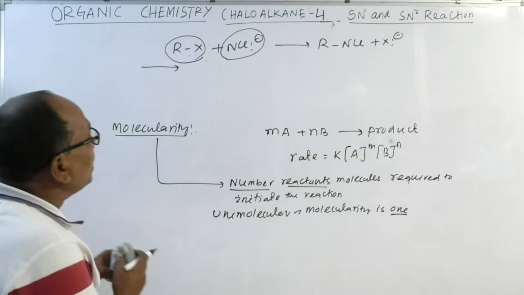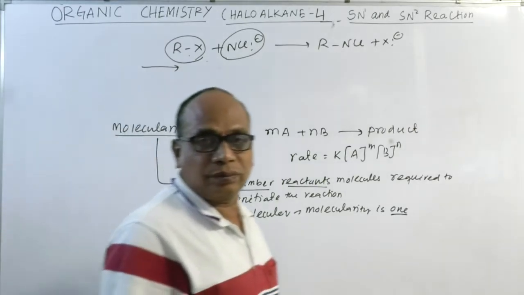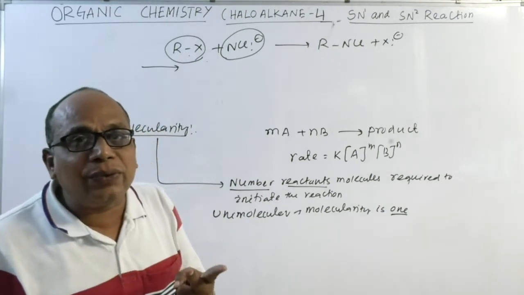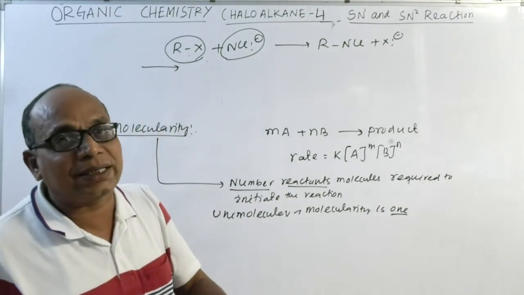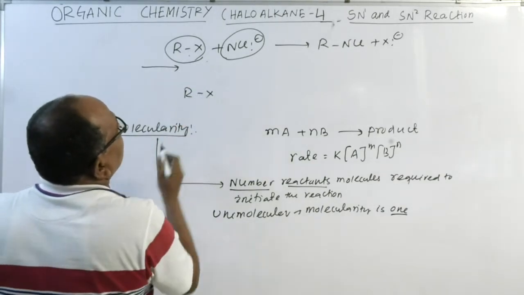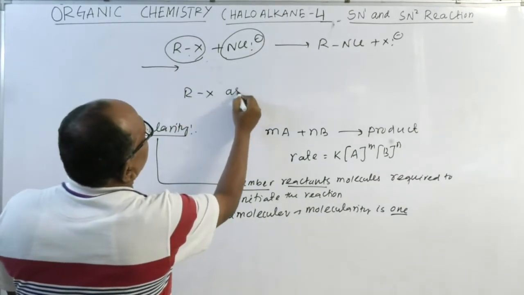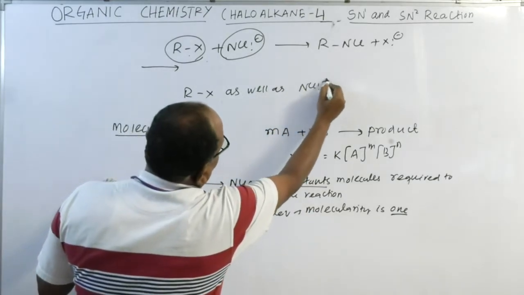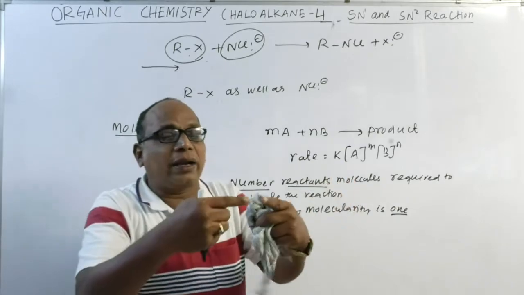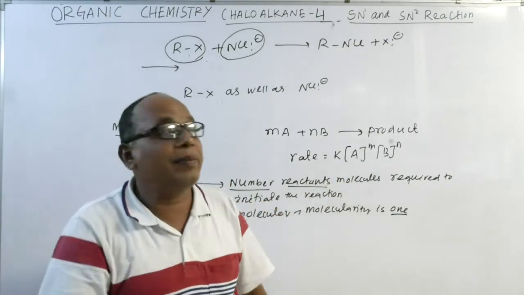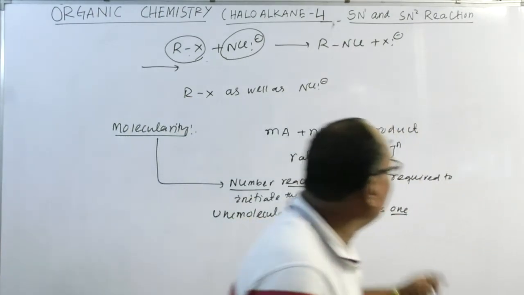Similarly, what do you mean by a bimolecular reaction? Bi means 2. The reaction is initiated by 2 reacting species, that means the reaction is initiated by the alkyl halide as well as the nucleophile, meaning both are required at a time. Both are involved in the reaction at a time. That's called your bimolecular reaction.